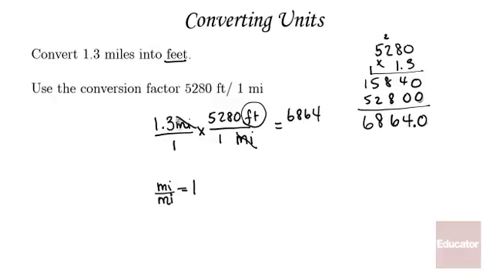6,864. And the miles have canceled, so we're left with just feet. So if you think about it, 1.3 miles is more than 1 mile, so our answer should be more than 5,280 feet, and it is 6,864 feet.